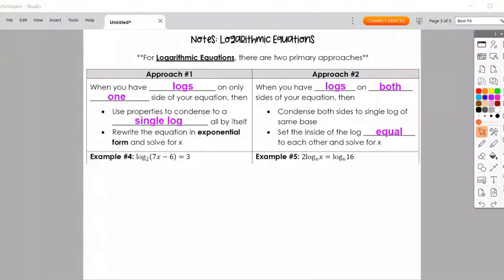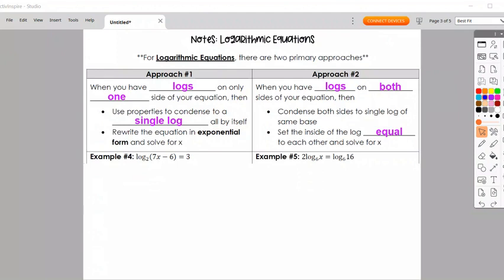In today's lesson, we're going to learn about logarithmic equations. For logarithmic equations, there are two primary approaches. We're going to start with approach number one. That's when you have logs on only one side of your equation. The goal will be as follows. You're going to use the properties to condense to a single log all by itself. Then you'll rewrite the equation in exponential form.